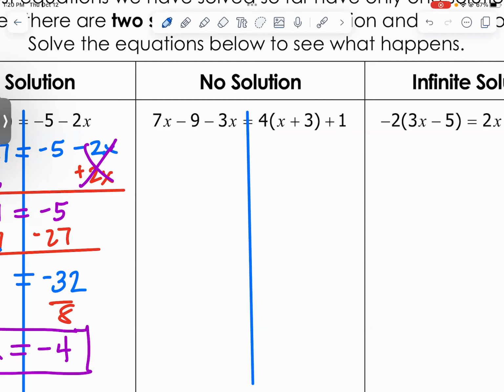Tony, what's the first thing you did? Distribute. Okay, so you're doing this with me on your paper. We distributed 4x plus 12, and then we still had that plus 1. 4 times 3. Okay.